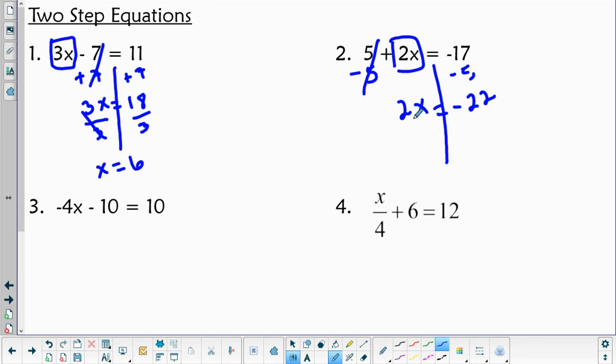All right, last step. To get 2 and x to separate, we have to divide them by 2. Whatever is in front of your x is what you divide by. So x equals -11.